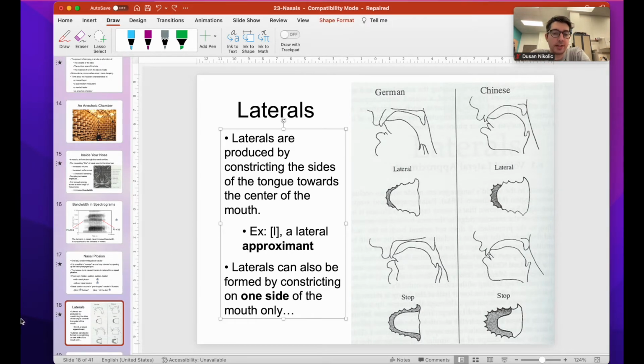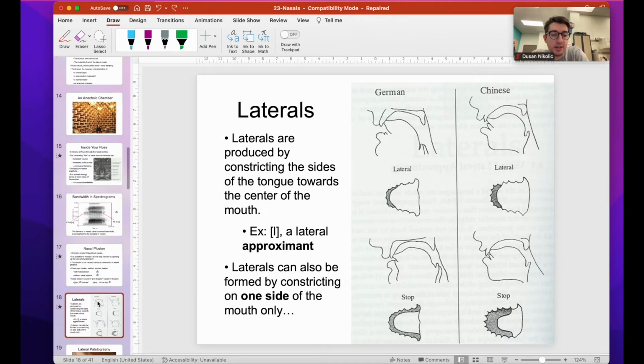All right, we've covered the nasals. Now we are about to cover the liquids, or laterals. Laterals are produced by constricting the sides of the tongue towards the center of the mouth. For example, L is a lateral approximant. So for L, you're constricting the sides of the tongue towards the center of the mouth, so that air can go past your tongue, and that's why we call these laterals. Laterals can also be formed by constricting on one side of the mouth only, so the other side of the mouth still remains the same.